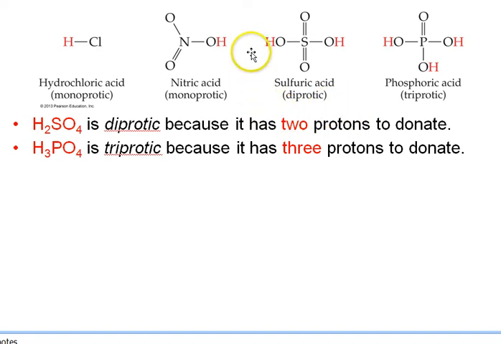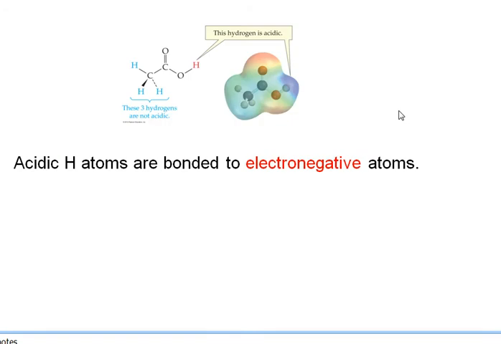So here's our sulfuric acid. It's got a hydrogen here to donate and a hydrogen here to donate. Not every hydrogen is available for donation, by the way. So don't think that. It's just sulfuric acid is diprotic. Phosphoric acid is triprotic. It gives away 3 hydrogens. Okay? Mono, di, tri. Moving on.